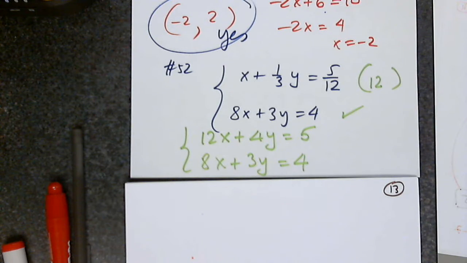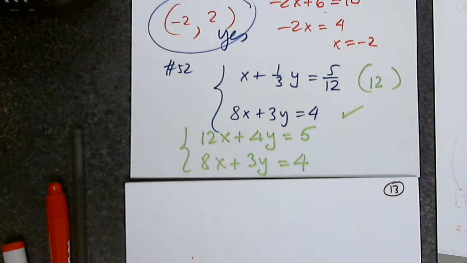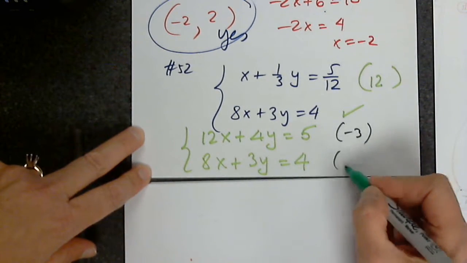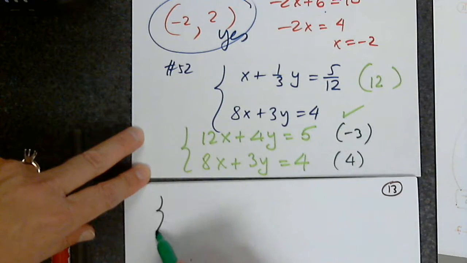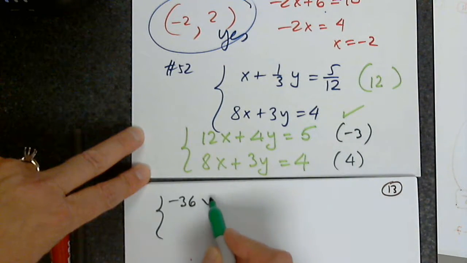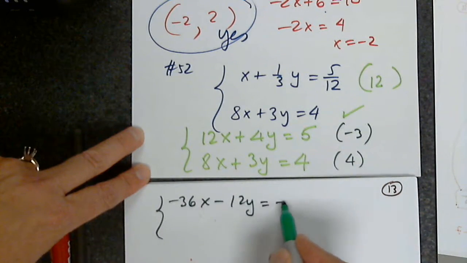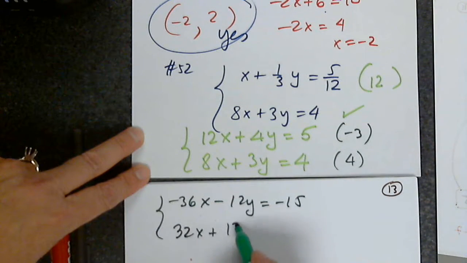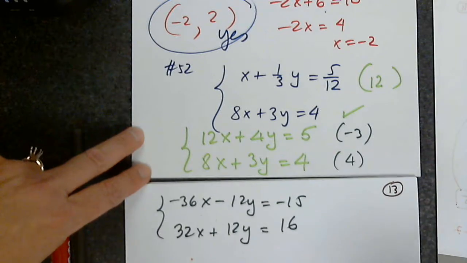Oops, I only have 10 minutes left. I don't know why I thought we'd go longer. Okay, so can anyone give us an idea how to approach this? Yes, please. Multiply the top line and the bottom line. Excellent. Perfect. So negative 36x minus 12y equals negative 15. And 32x plus 12y equals 16.